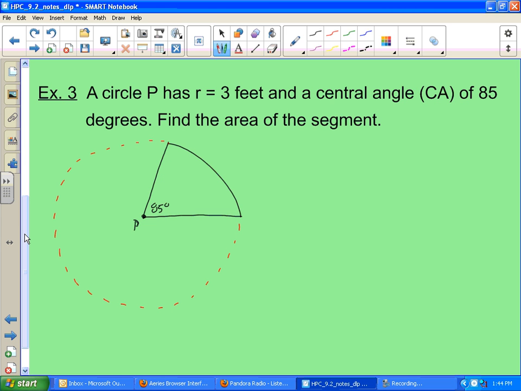And we want to find the area of the segment. So again, segments are created by connecting the endpoints of my arc, and the area that results is the segment. We're trying to find that. That's my segment. All right. Now that we have that all squared away, we can label all the things that we know: 3 feet, 3 feet, central angle of 85, and then we can find our answer.